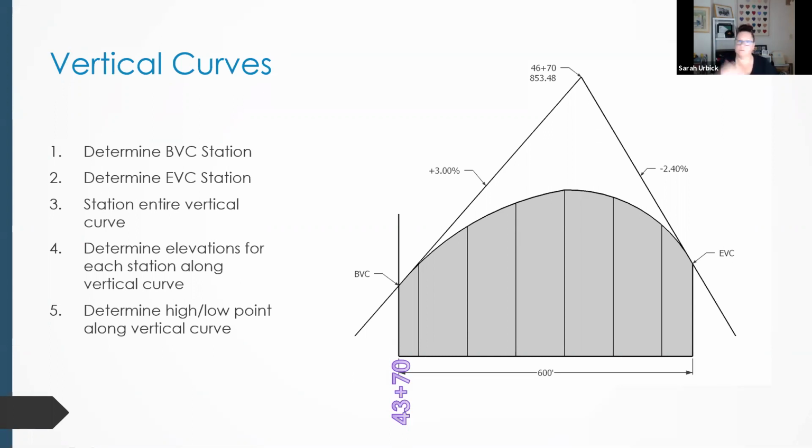Number 2, what's our endpoint? Where do we start? Where do we stop? Same process here. We know our distance, we know our initial station, 600 feet expressed as a station, 6 plus 00. Add that to our starting point.